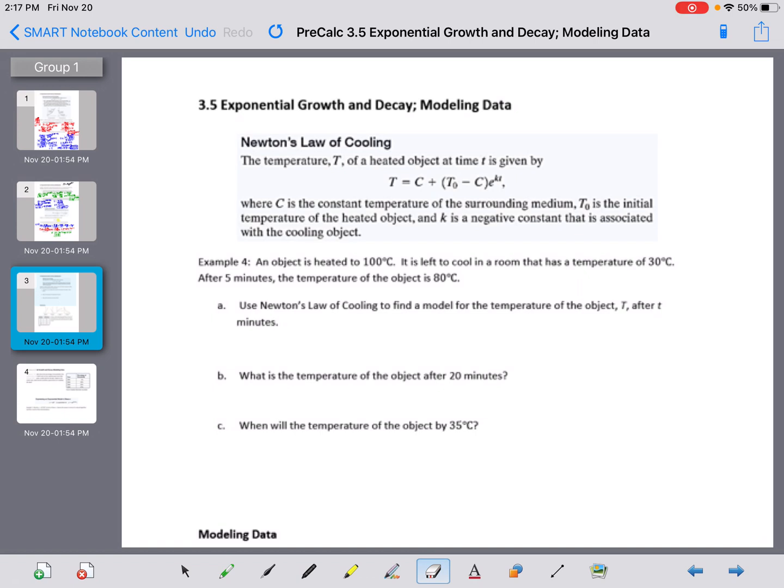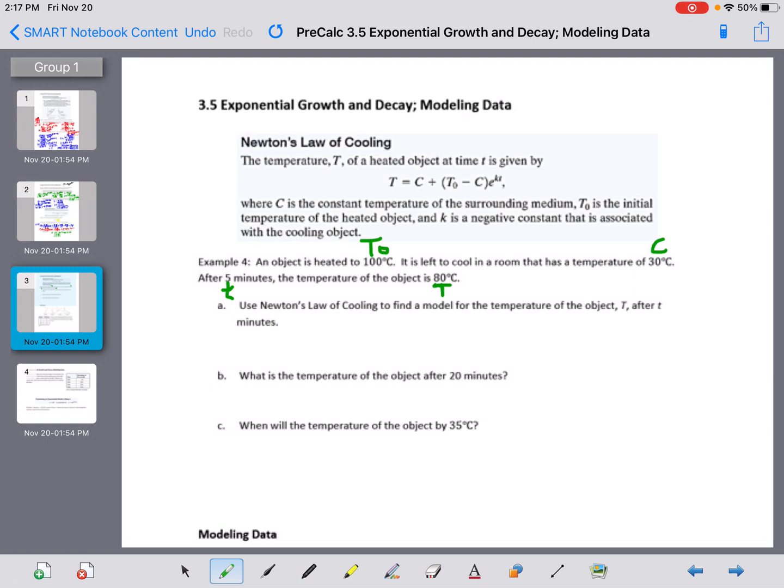Okay, some things to think of. Your object was heated up, and now it's cooling. So your heated temperature is where you start, your T sub 0. What it cools to is just your T. And the room stays a constant temperature, the heat or the air conditioning or whatever is on, right? That's your constant temperature, so that's your C, okay? And obviously we're going to deal in minutes here, so the little t is 5 minutes. Okay, let's plug and chug and see what we can figure out.